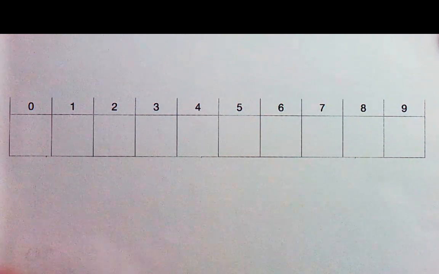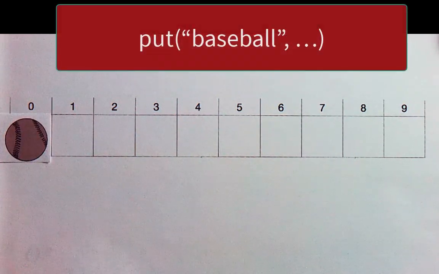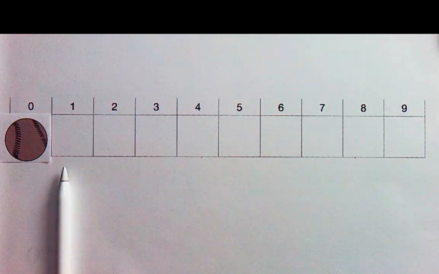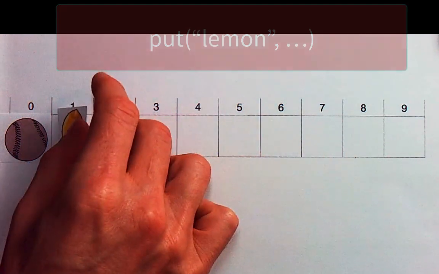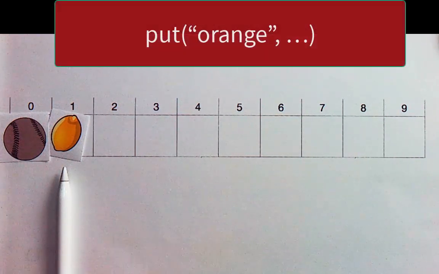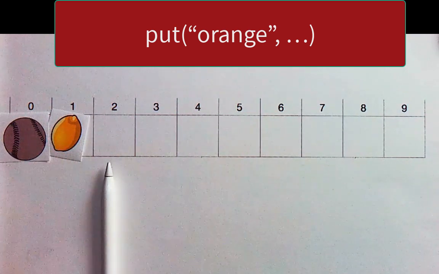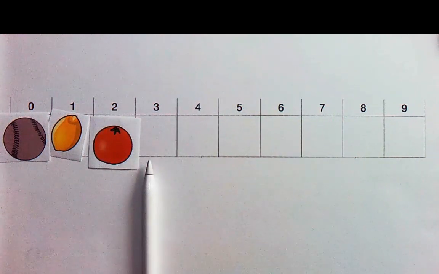So I'm going to go ahead and start off by inserting a baseball at index 0. And I'm also going to keep track of my first available index, so index 1. Okay, now I'm going to go ahead and insert a lemon. So I have to figure out where that belongs. It belongs after the baseball, so B followed by L. Okay, let's go ahead and insert an orange now. So an orange, O comes after L. So we'll go ahead and insert that at the next available spot.